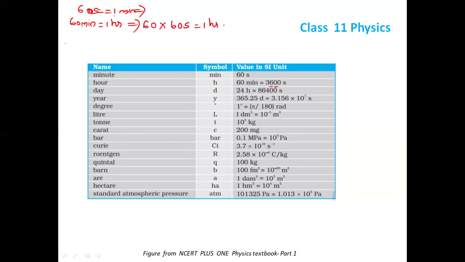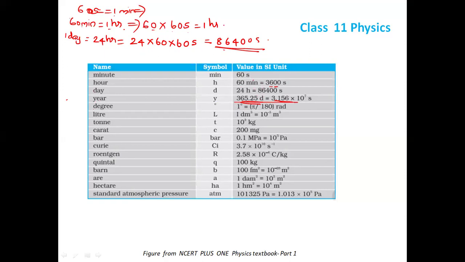Like day. 1 day means 24 hours, and 1 hour is 60 into 60 seconds. So 24 hours means 24 into 3600 seconds, that is 86,400 seconds. Likewise, 1 year means 365.25 days. 1 day is 86,400 seconds, so 365.25 into 86,400 seconds gives this result, 3.156 into 10 power 7 seconds.